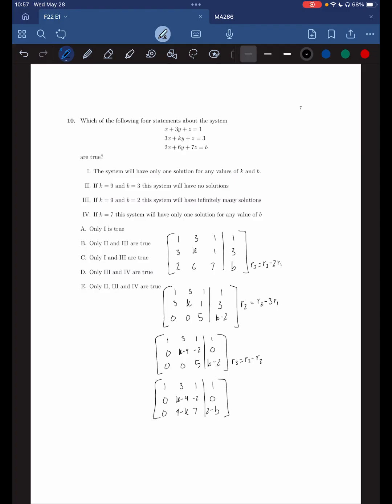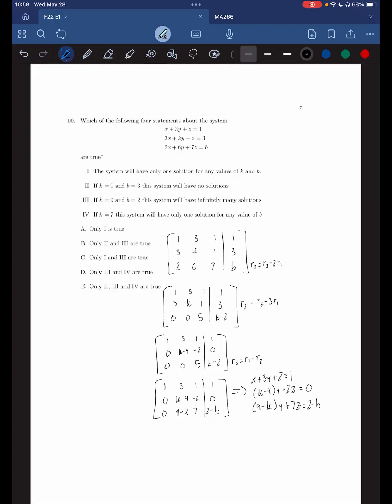Now I'm going to rewrite this matrix in equation form. So we have x plus 3y plus z equals 1, k minus 9 y minus 2z equals 0, and 9 minus k y plus 7z equals 2 minus b. Right, so these are our equations.